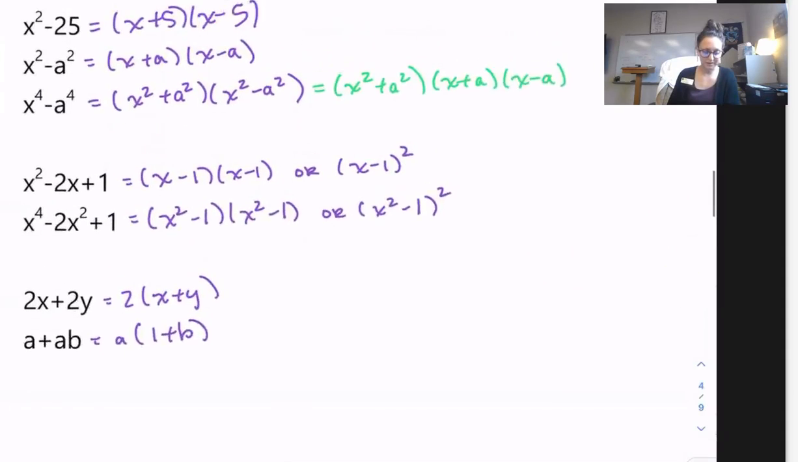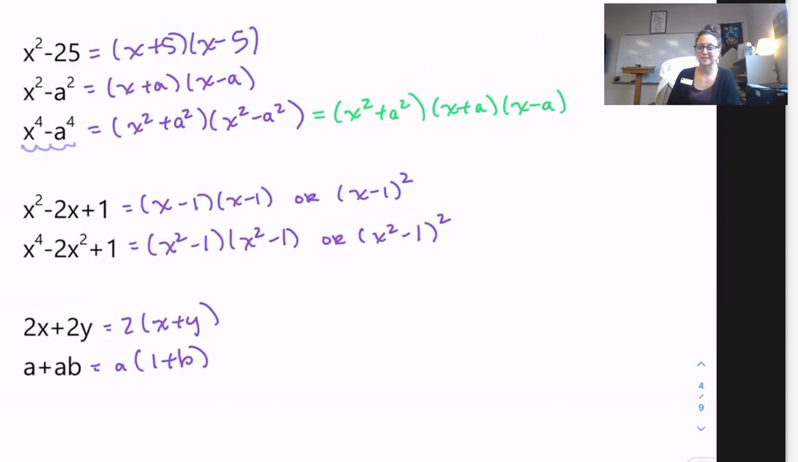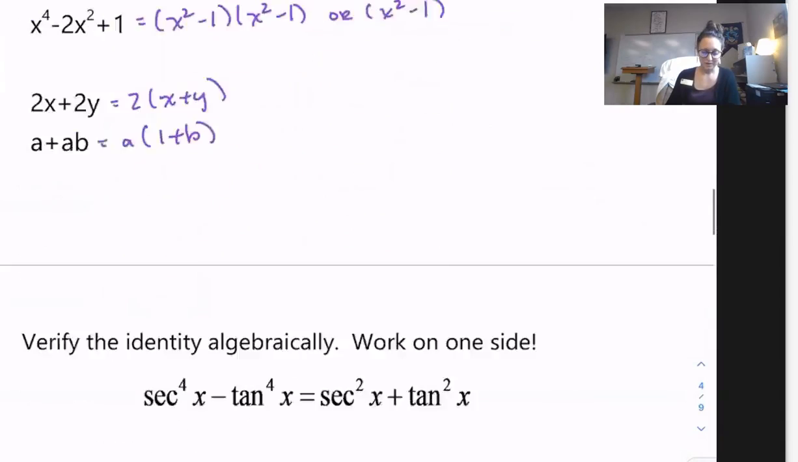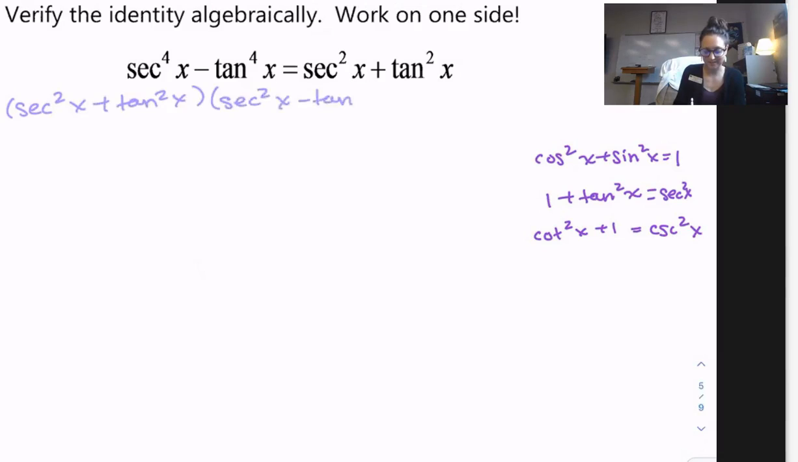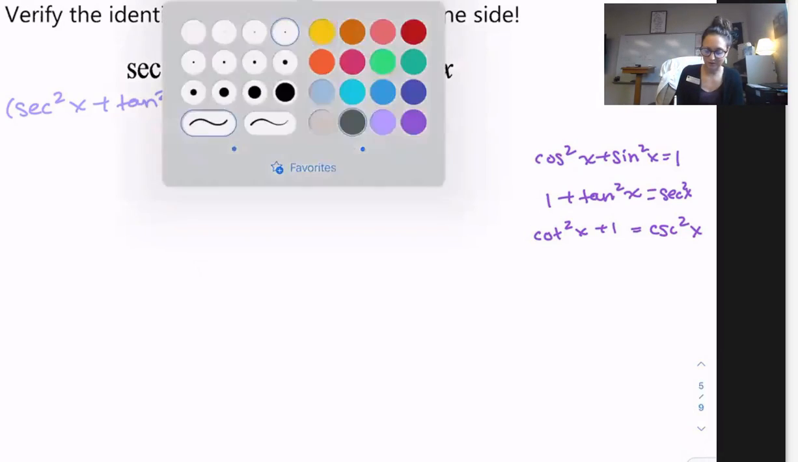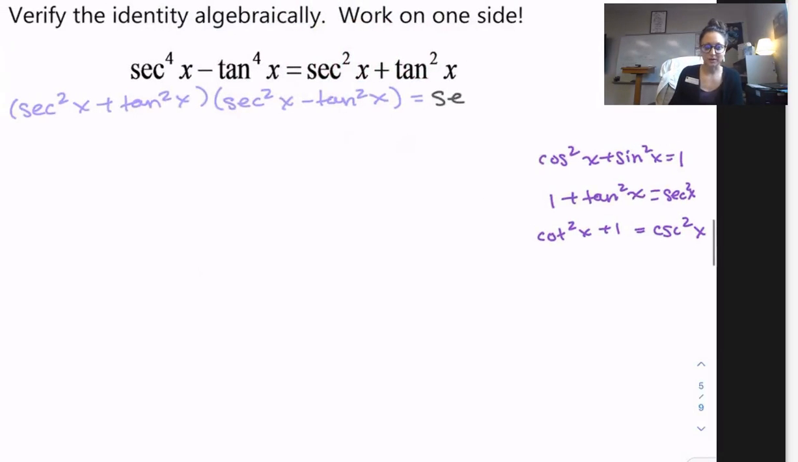So if you'll notice, I'm going to come back here where we had this x to the 4th minus a to the 4th, and we factored it like so, right? Now instead of x and a, we've got secant and tangent, but we're still going to factor it as x squared plus a squared and x squared minus a squared. We've just got secant and tan instead of x and a. So let's try that. We're going to go secant squared of x plus tangent squared of x times secant squared of x minus tan squared of x, right? Difference of perfect squares.